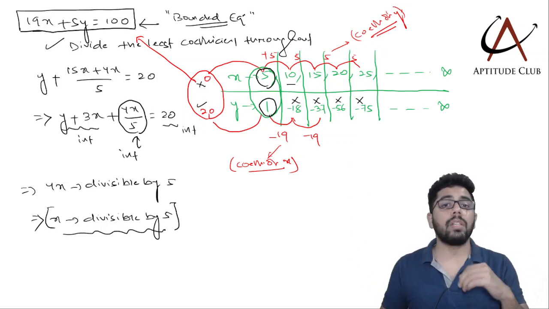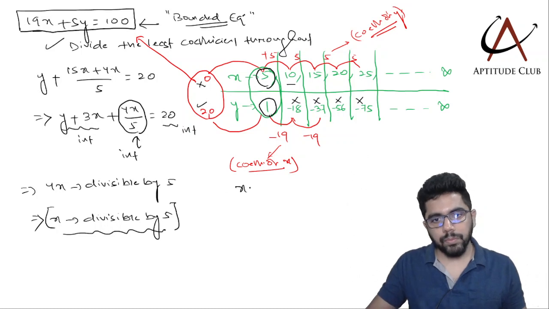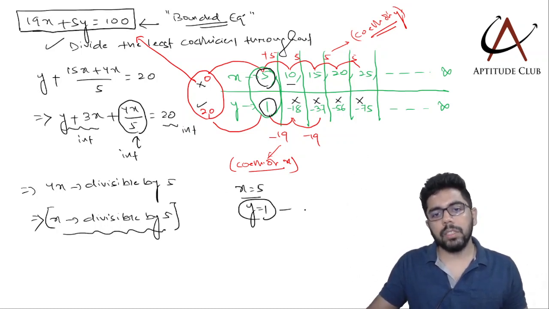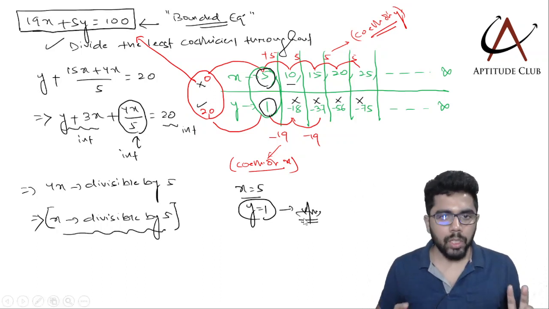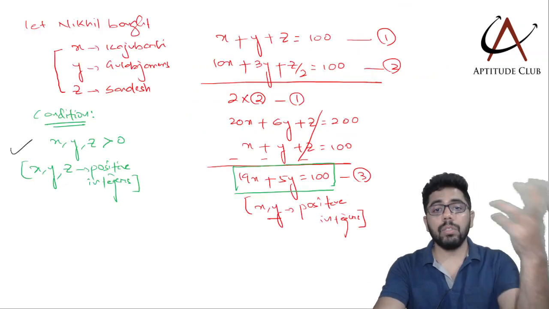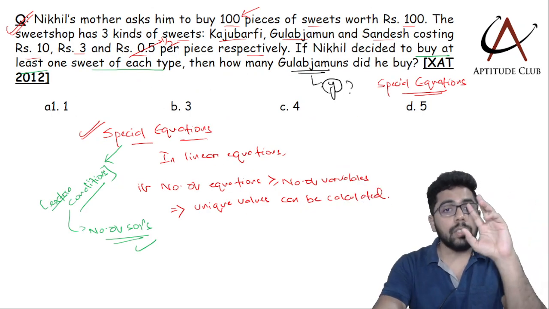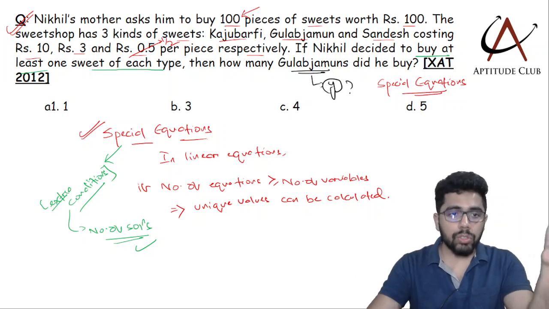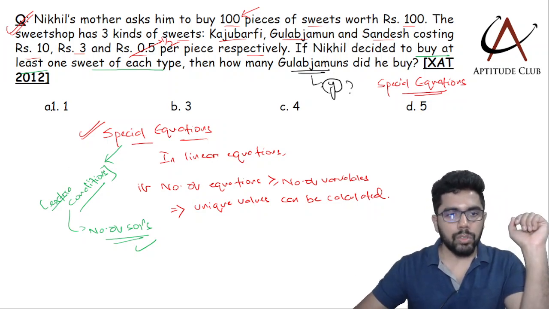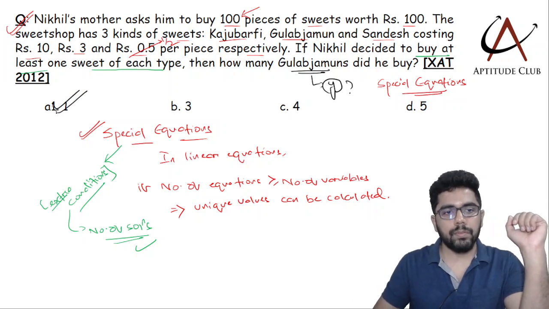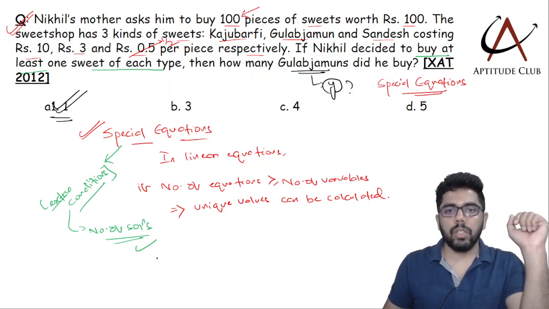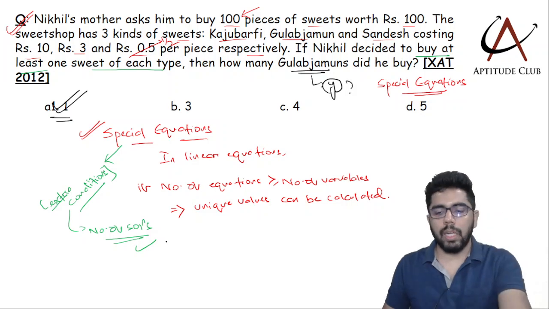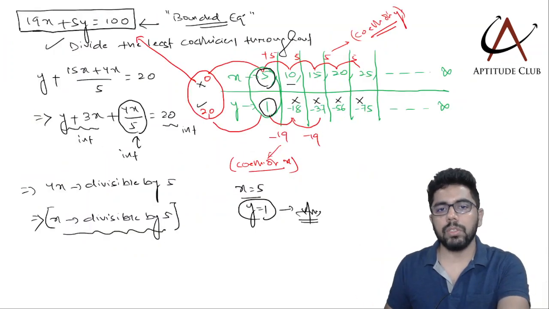And if I'm going back, maybe this is possible, but 0 is not possible again. Nikhil has decided to buy at least one sweet of each type. So I get x is equal to 5 and y is equal to 1, and this is my answer. How many gulab jamuns did he buy? So only one. Although mathematically it was indeterminate because I had three variables and two equations, yet I could arrive at the answer because of this special condition. So my answer is option 1. Nikhil bought only one gulab jamun, and that's the only possibility. There is no other possibility here.